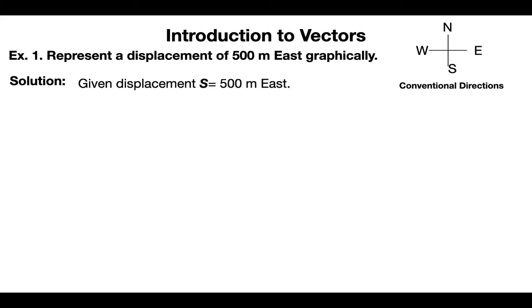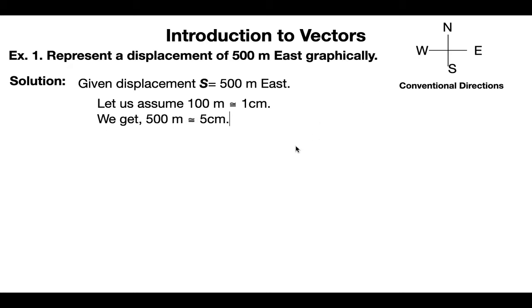We are given that the displacement S is 500 meters east. Once again, let me remind you, S, bold italicized, is a vector quantity. It has magnitude 500 meters and direction east. In order to represent S graphically, let's take 100 meters represented by 1 centimeter. These are conventional directions for our reference. You already know these directions from your knowledge in geography. So 500 meters will be represented by 5 centimeters.